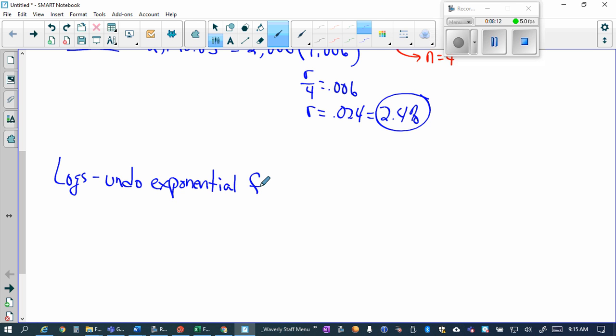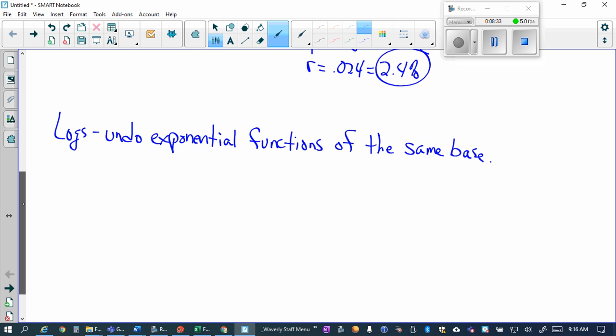Of the same base. We're dancing around. Okay. Logarithms undo all exponential functions of the same base. In other words, they're inverses. They undo each other. Okay.